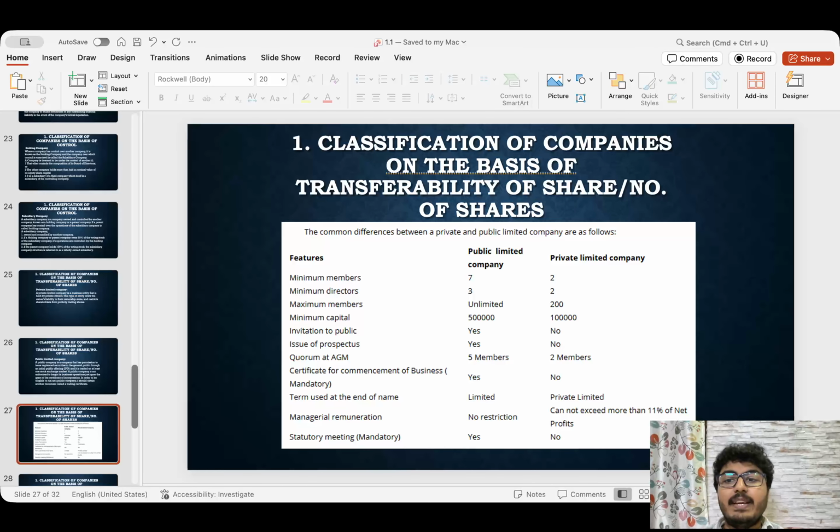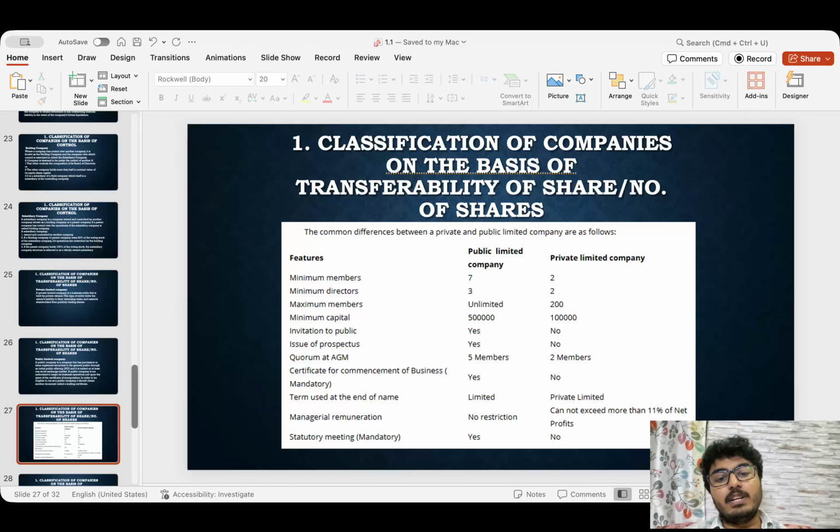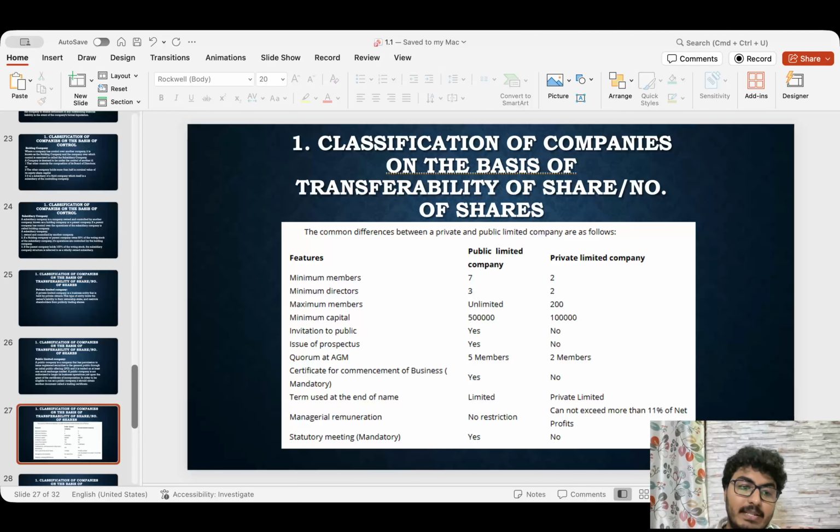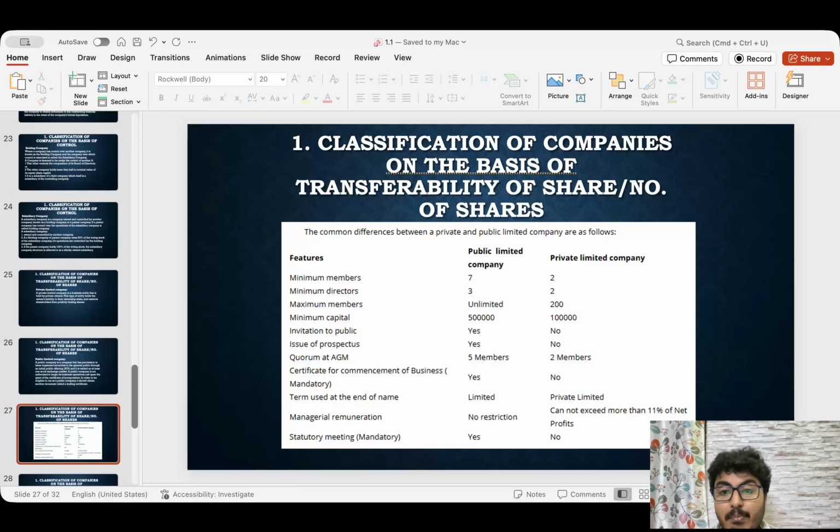Now, classification of companies on the basis of transferability of shares, that is, the difference between a public limited company and a private limited company. So the first difference is the minimum members.